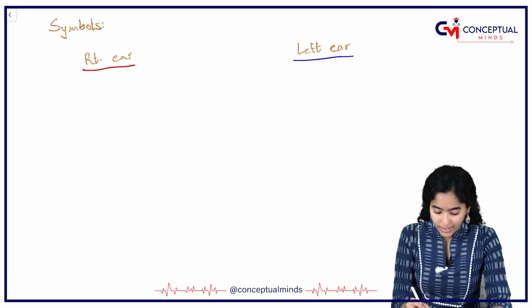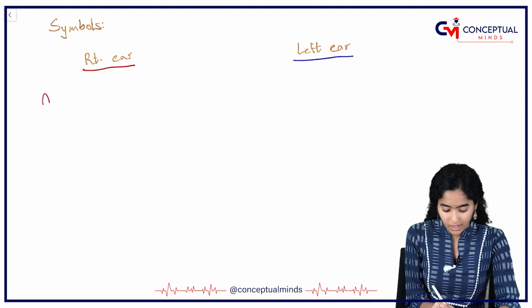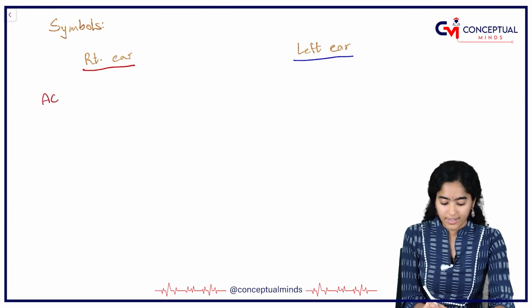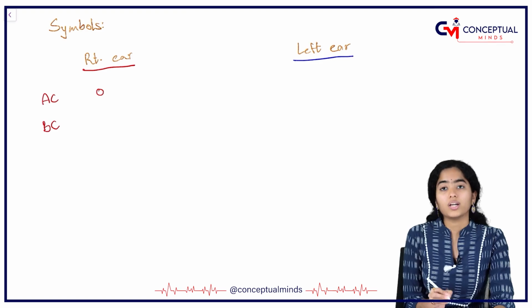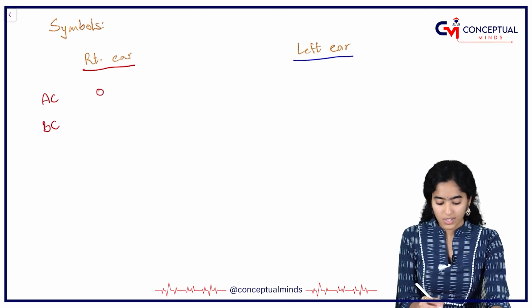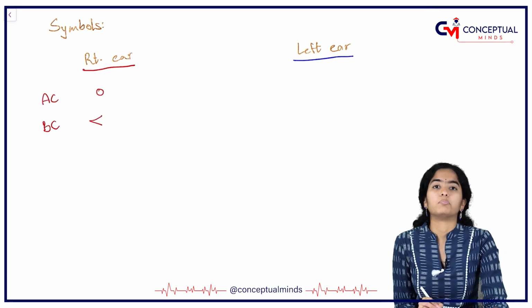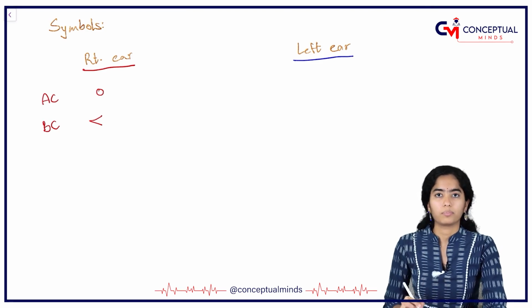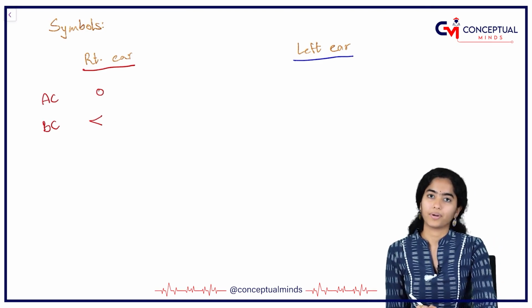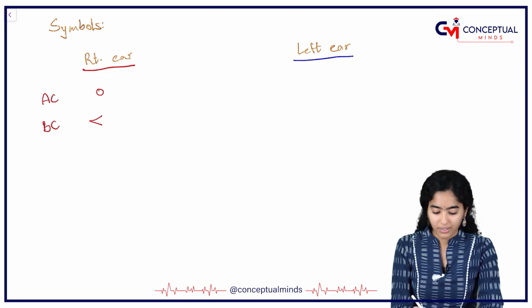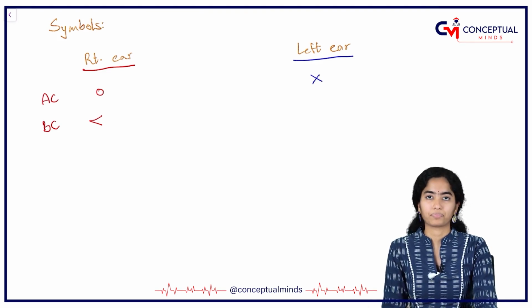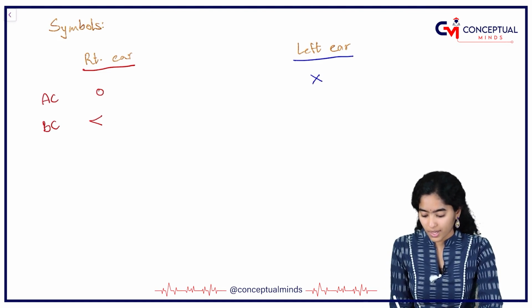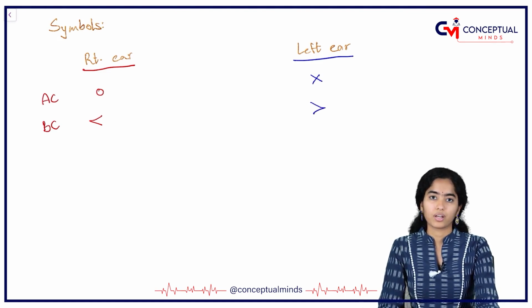And while we are checking for air conduction on the right ear, it is marked with circles. While we are checking for bone conduction on the right ear, it is marked with this symbol, like an open bracket, a triangular open bracket. And on the left ear, air conduction is marked with crosses, and bone conduction is by this symbol.